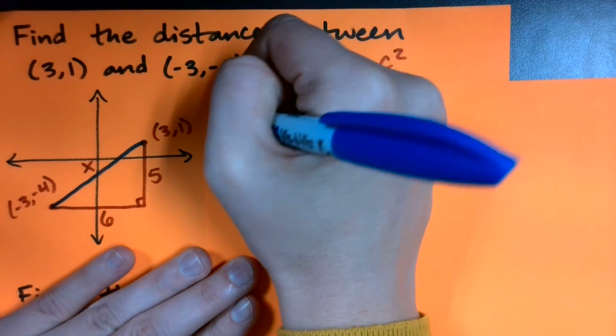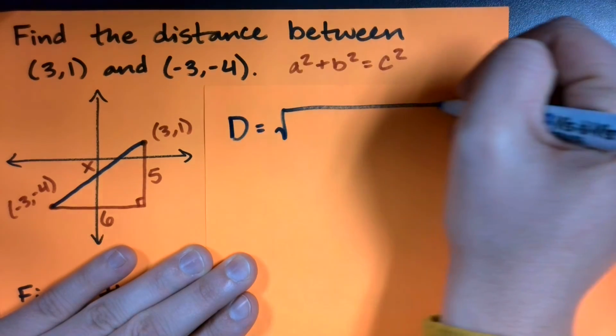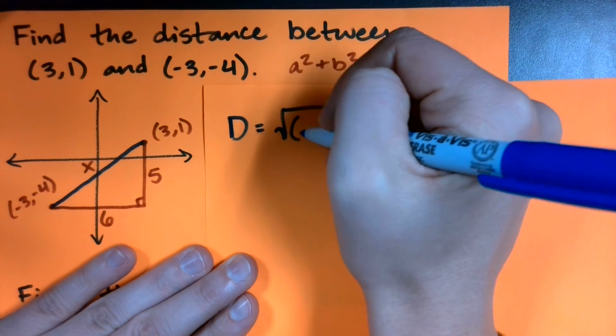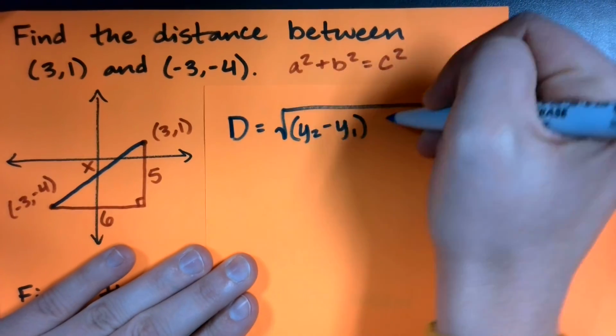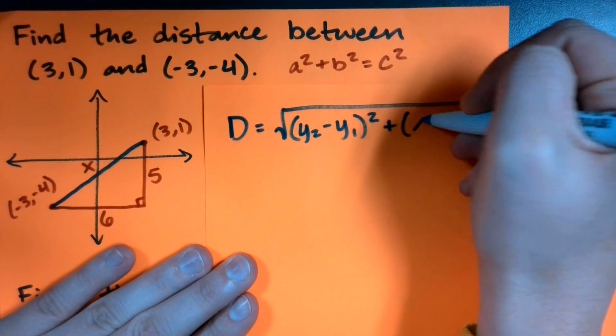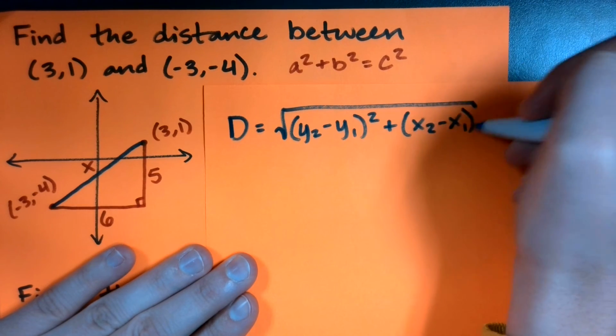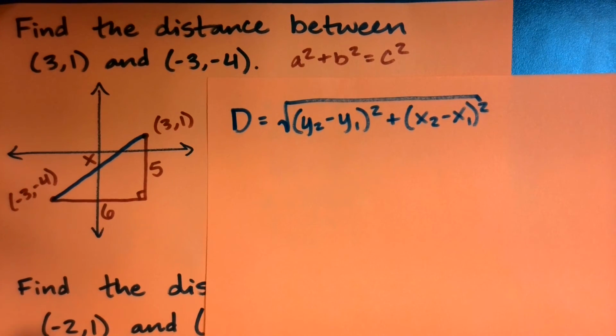Do you remember this big old radical? And you would have like your, I don't know, it doesn't really matter what order we go in here. Something like that. That looks pretty familiar. Okay, so this is the distance formula.